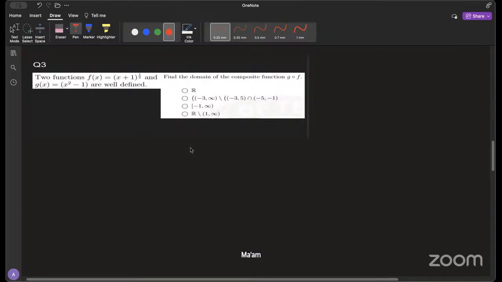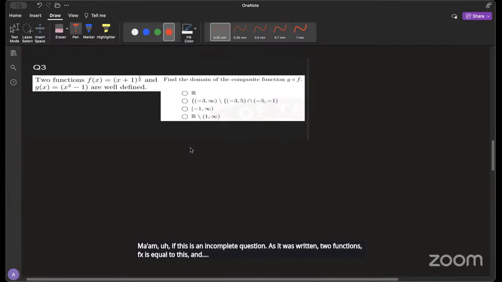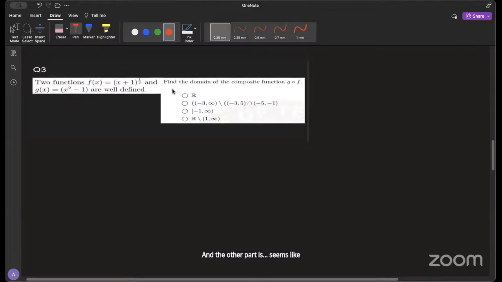Ma'am, this is an incomplete question, as it was written two functions, f(x) is equal to this and the other part seems to be missing the other function. No, this is the other part. This is the f function, this is the g function, and you're supposed to find the domain of the composition of these two functions. Okay, ma'am. It's a little messed up, I know. This has to be after this one, well defined. Real number it is.